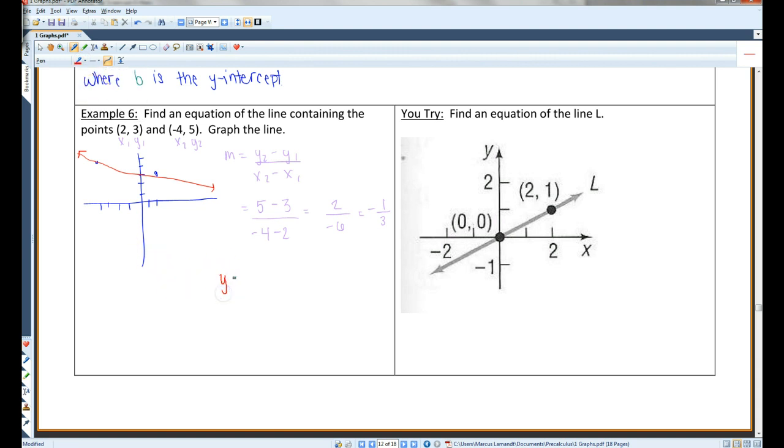Okay, so now when I write my equation, let's go to red. I've got y minus y1 equals m times x minus x1. You have your x1, y1, 3 and 2, and you have your m, so just plug everything in. So y minus 3 equals negative 1/3 times x minus 2. And we're golden. You guys can do this one.